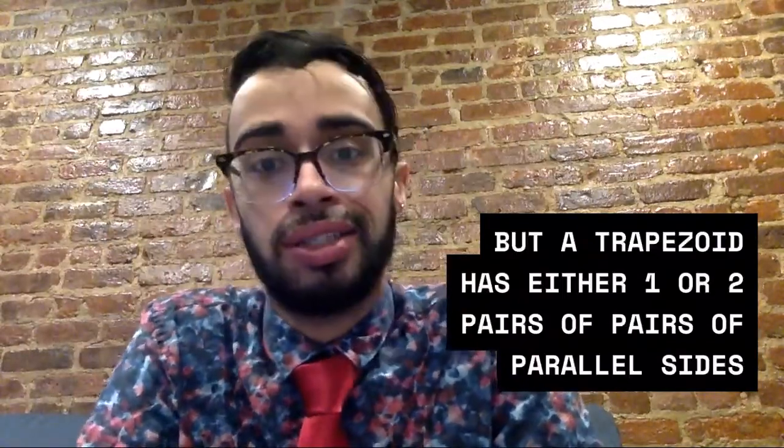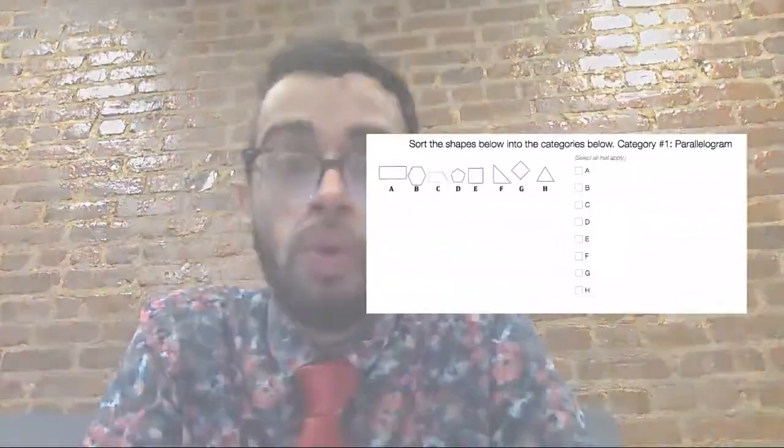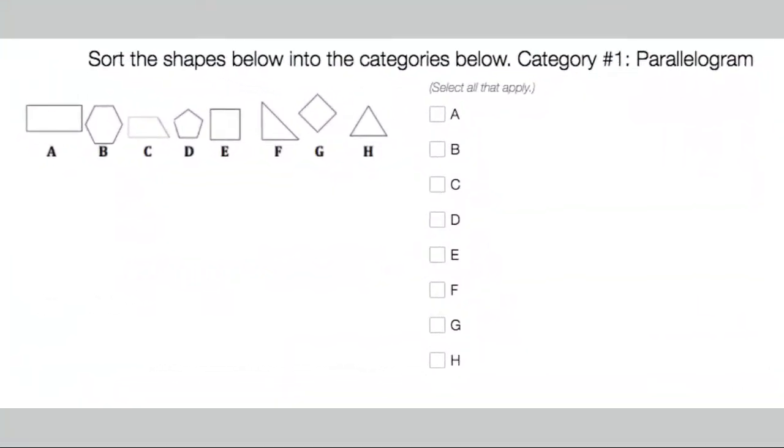So now let's get into today's activity. What we're going to do is we have 8 shapes here, and we're going to try to figure out which ones are parallelograms. And like we said, a parallelogram is a shape that has two pairs of parallel sides, and opposite sides are equal as well. So first, let's check shape A.